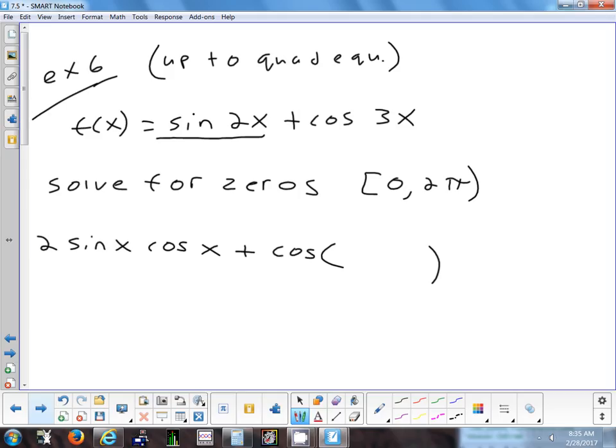You can break it down into 2x plus x. Now, the first part is pretty much going to stay the same the entire problem. We're not going to do anything else with it. The second part has a lot of stuff we have to do.